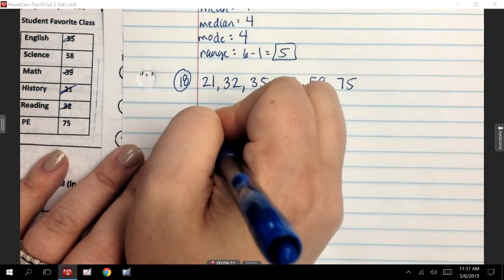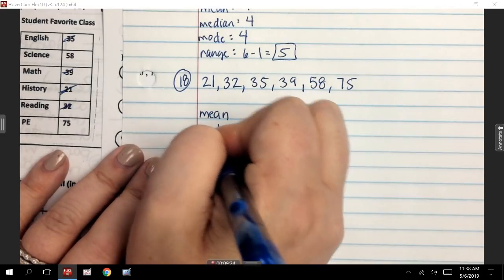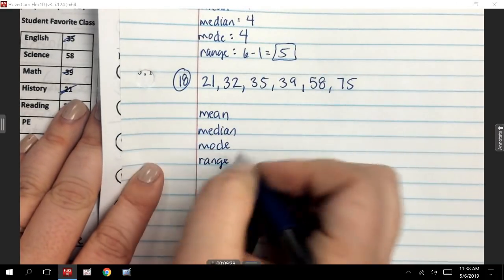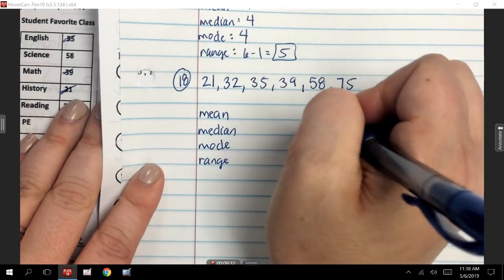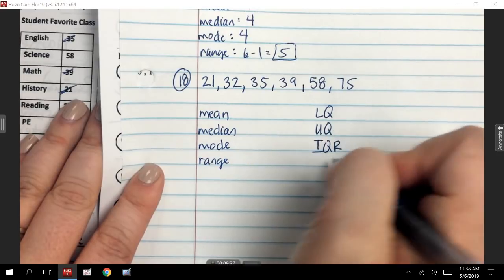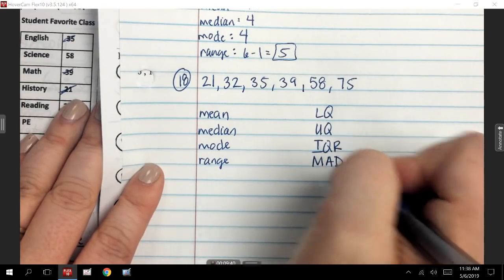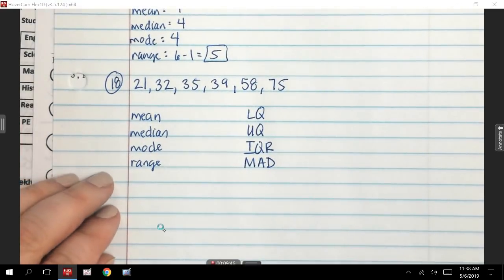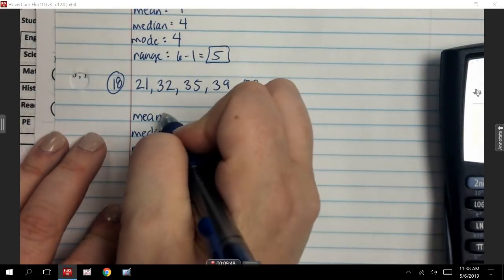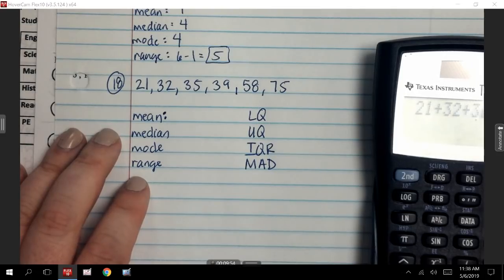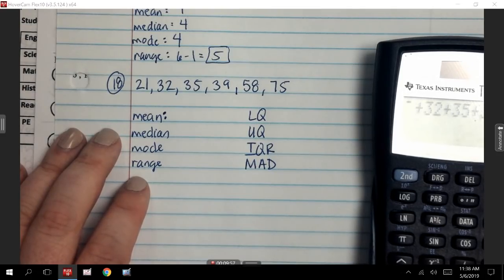We're doing the mean, the median, the mode, the range. We're also doing the LQ, the UQ, the IQR, and the mean absolute deviation. So that's a lot of good stuff to go back over. All right, so mean, hopefully we know from the last few problems we've done, we're going to add them up. 21, 32, 35, 39, 58, 75.